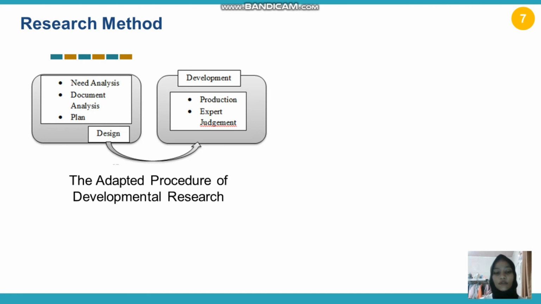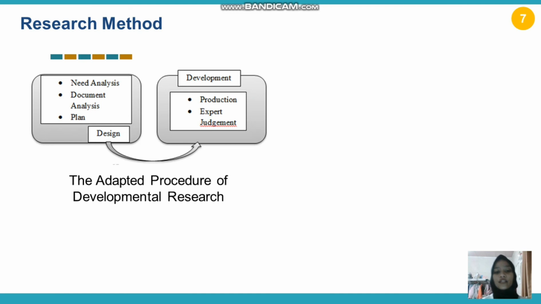After planning and getting the data for the flashcard, we continue to the second step, which is development, in the production. Here, we continue to the realization of the planning in the design phase. After we finish the production, we continue to the expert judgment in order to get the evaluation from the experts, which are the media expert and the content expert.